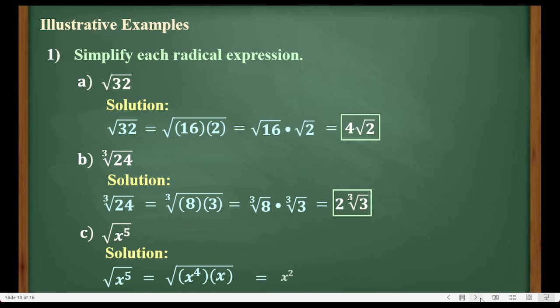So we have the square root of 4. Actually, it will go first to this process, which I did not include. First, it should be square root of x to the 4th times the square root of x. And square root of x to the 4th is actually x squared, then followed by square root of x. And this is the answer. Okay?